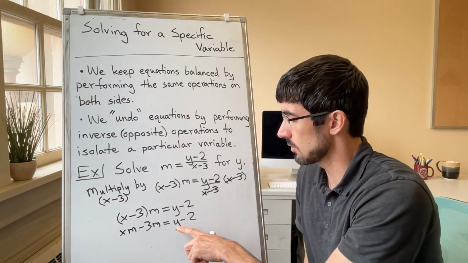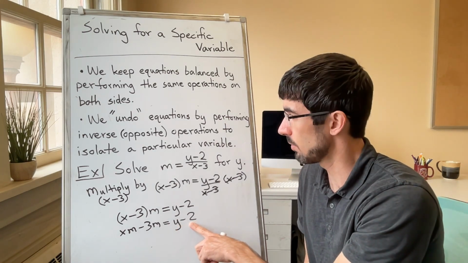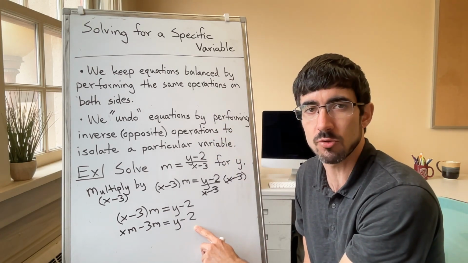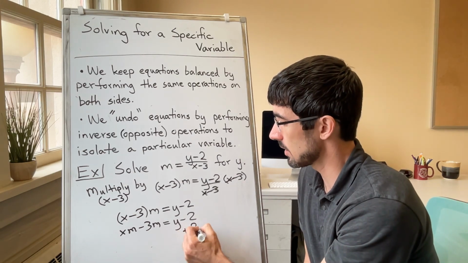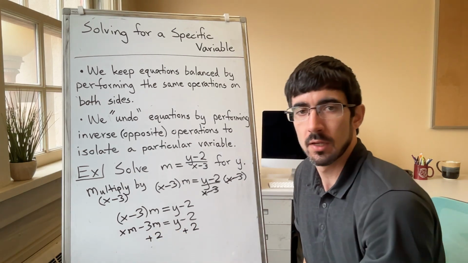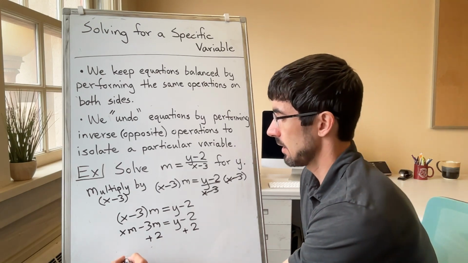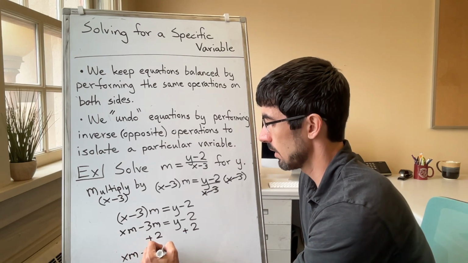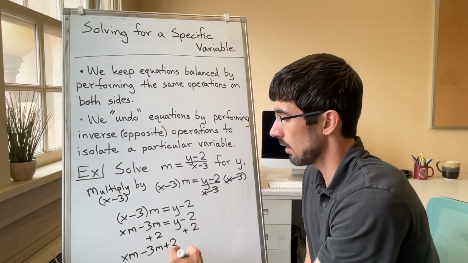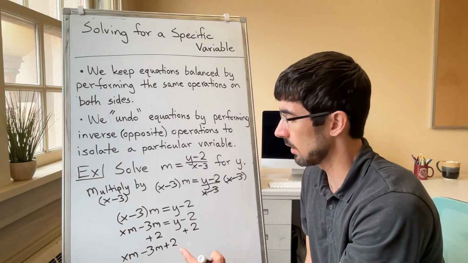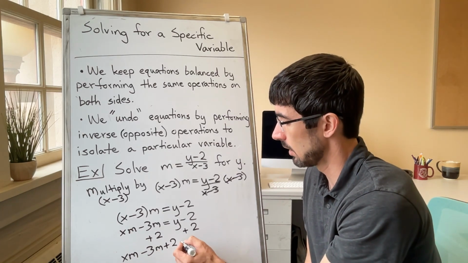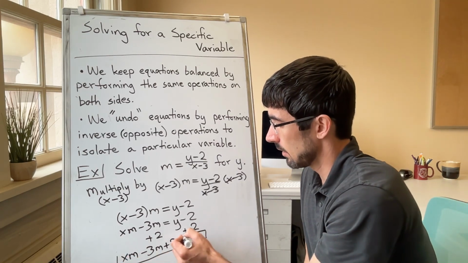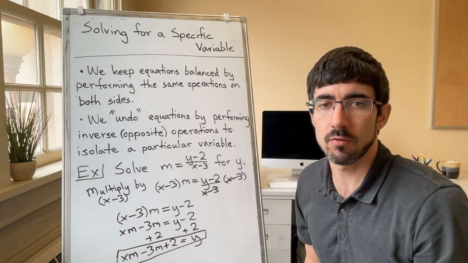I'm getting closer to solving for y. I need to add 2 to both sides. This is the idea of performing an inverse operation, right? 2 is being subtracted here, so I'm going to add it to both sides. So plus 2, and I end with this, xm minus 3m plus 2. None of these can be combined because they are not like terms, so they all have to be written in my equation equals y. And that's it. I have taken this equation and I've solved for y.